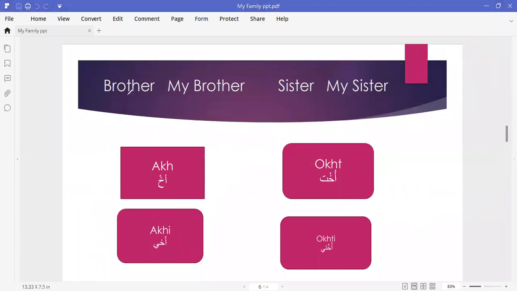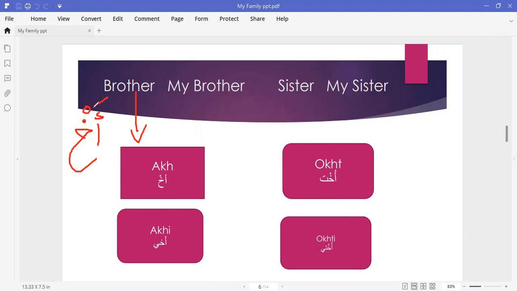Now, brother, my brother, sister, my sister. I want to introduce first brother. Brother is what? Let's go here and read it. A plus fatha. The fatha is put above the letter. A plus fatha as a short sound. Then we have, this letter is kha. Okay, this letter is kha. If I put sukun, it makes it silent.